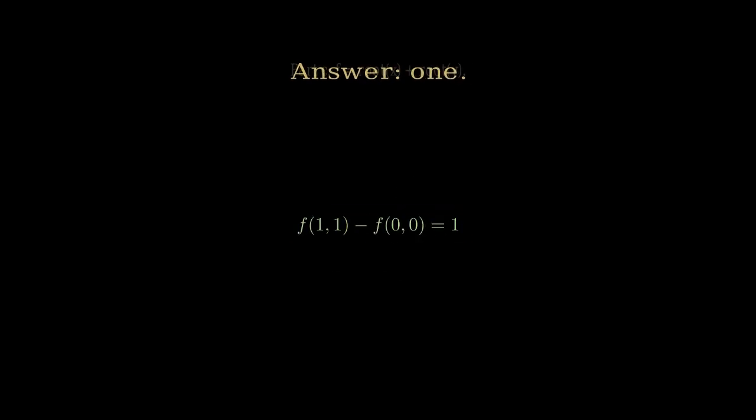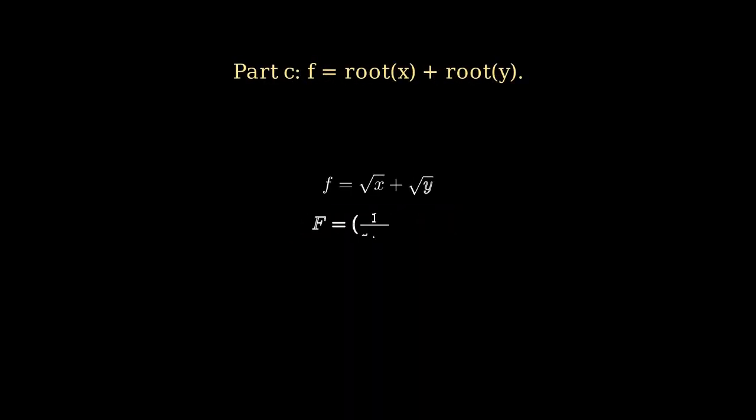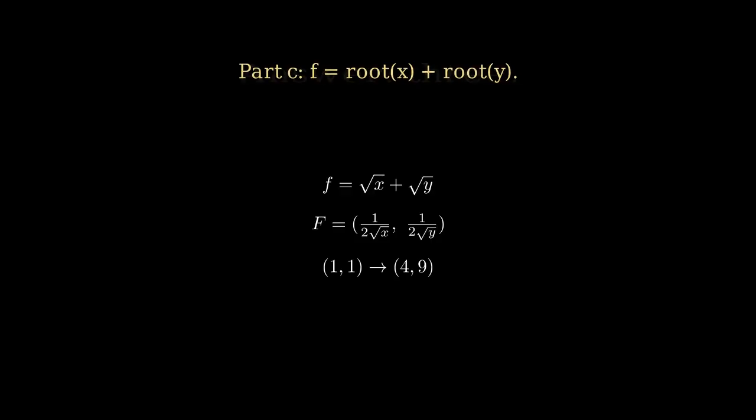Part C. Given the potential f of x, y equals root x plus root y, so the field is 1 over 2 root x, 1 over 2 root y, evaluate the line integral of f dot dr from 1, 1 to 4, 9. The answer is 3.